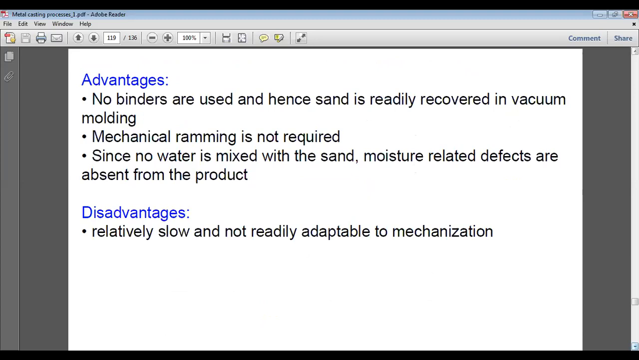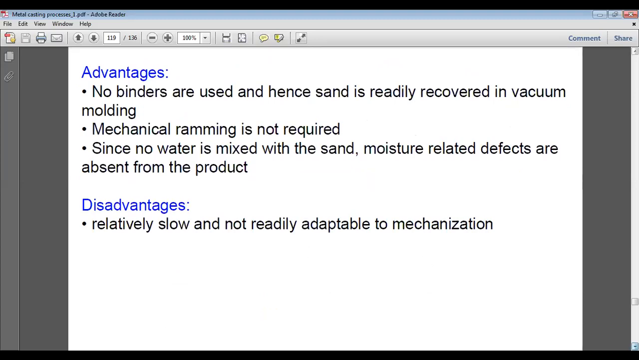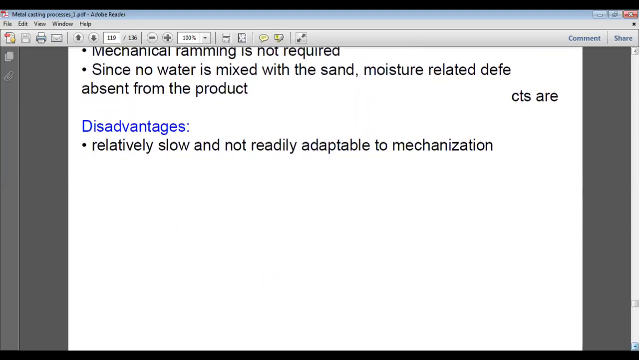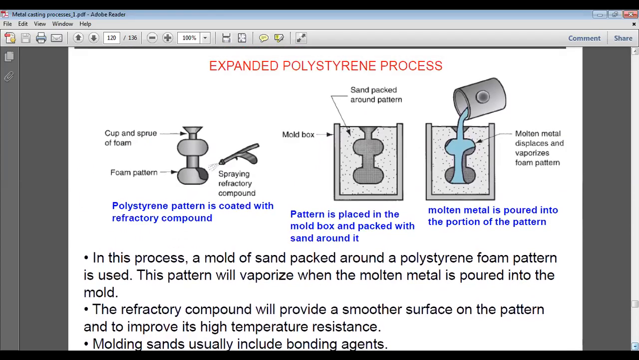This process is quite time taking, so it cannot be applied for automation. So these were the advantages and disadvantages of vacuum forming. Now come to the expanded polystyrene process.